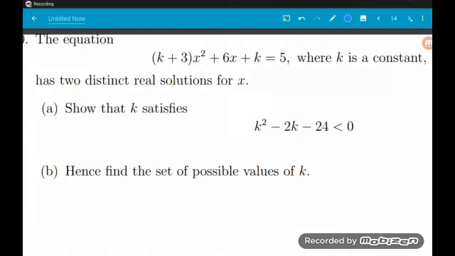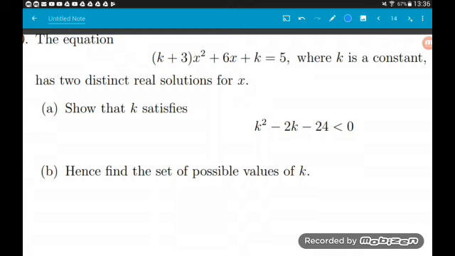Okay, last question for this video then, so it's an old exam question. So, the equation (k plus 3)x squared plus 6x plus k equals 5 has two real distinct solutions for x. We want to show that k satisfies this lovely inequality down here. So, first of all, we need everything to be on the same side. So we're going to want to subtract that 5 from both sides.